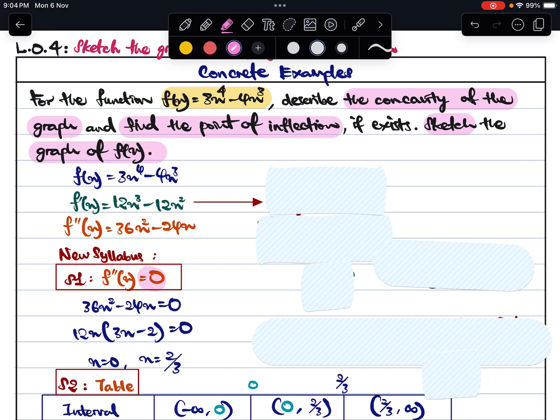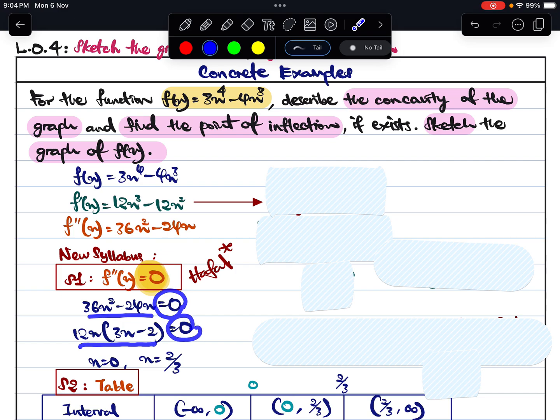So let me highlight this part. This is a very important part, which you must highlight. You must remember that it is equal to 0 for every step. Every step. So here goes your second derivative, equal it to 0, and then you factorize it, and it will give you equal to 0 again. Make sure it's equal to 0 for every step. And then last, it will give you 2 values of x. One is x equals 0, one is 2 over 3.